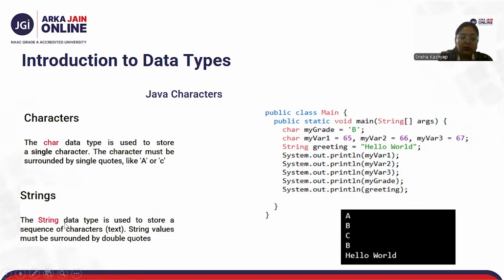Moving to the string. The string data type is used to store a sequence of characters. You can also call it text. String values must be surrounded with double quotations. So let's look into the example.